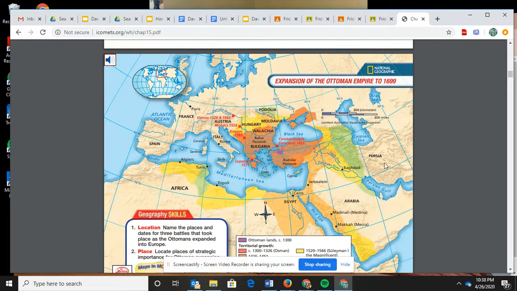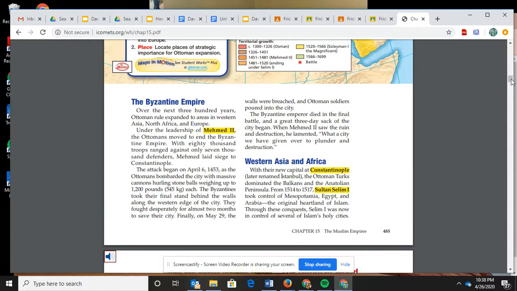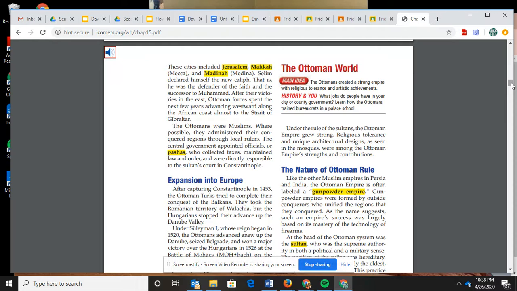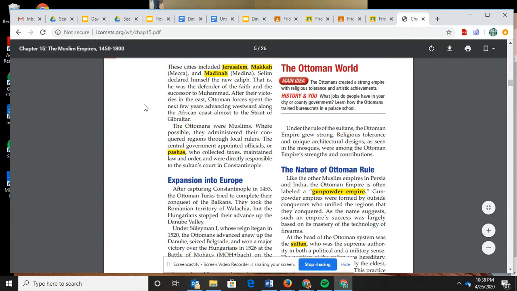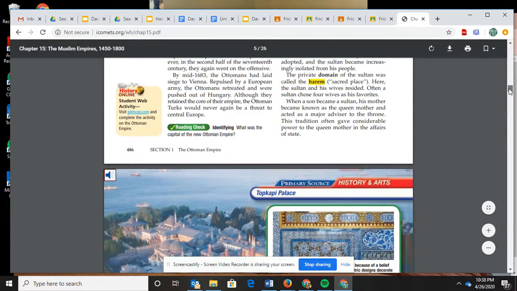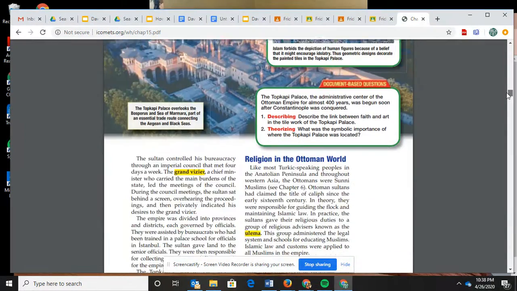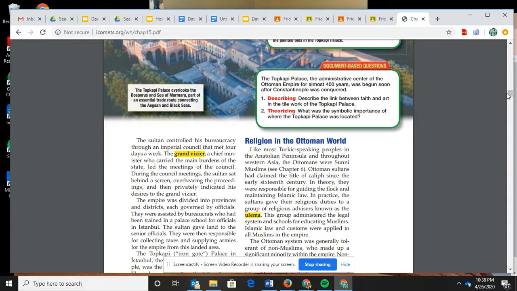But there are some really good things in here about the Ottomans. So hopefully you picked up on that. Some phrases you can use: Gunpowder Empire is what they're known for. That shows you the technology they incorporated from the Chinese. The sword of Islam. And the use of the word Sultan.